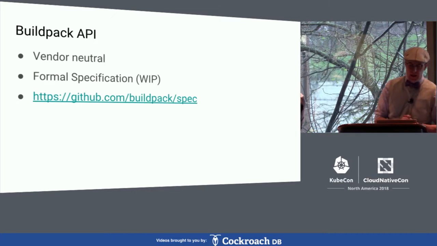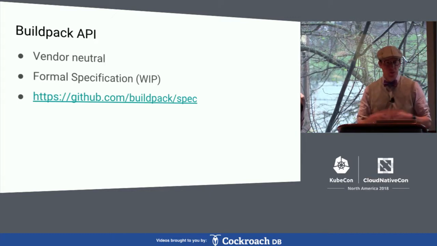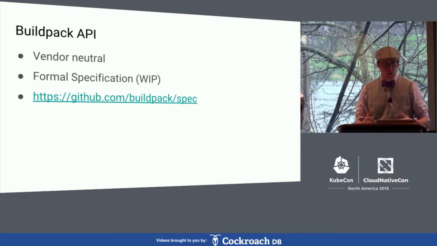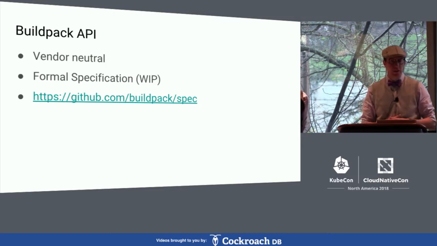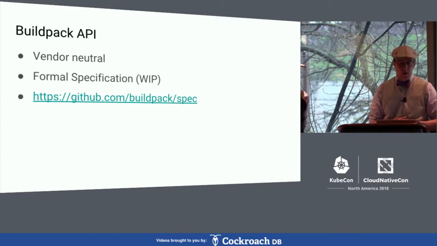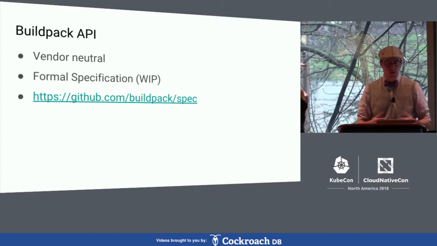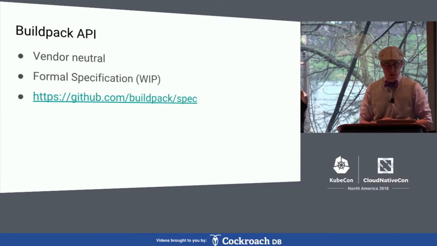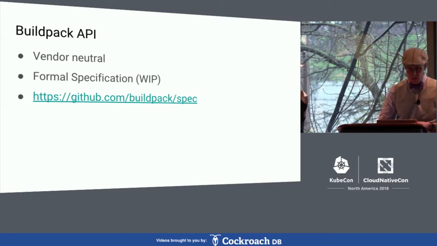The Buildpack API is a formal specification that's part of our Cloud Native Sandbox project. It's a work in progress, but it defines the entry points and how Buildpacks run. It's also a vendor-neutral specification, so it's got contributions from the community. So you can find that on GitHub.